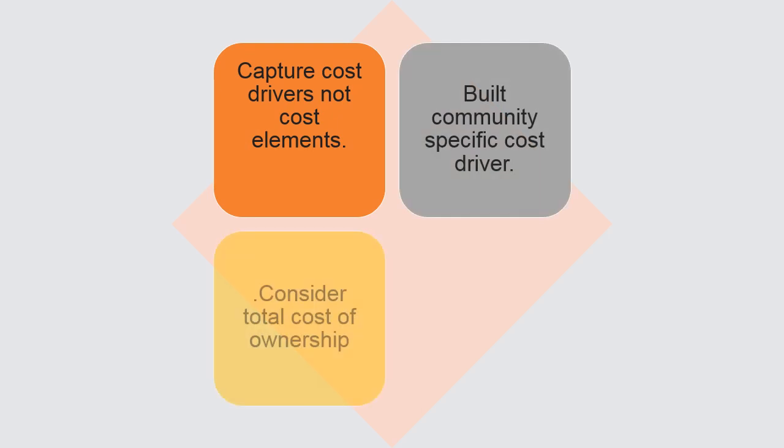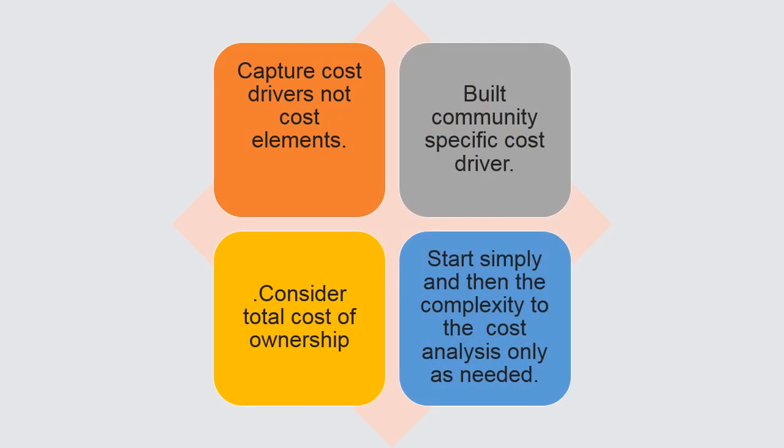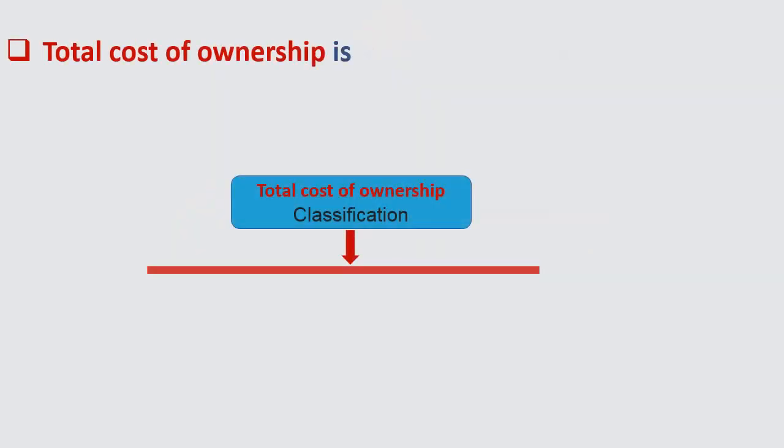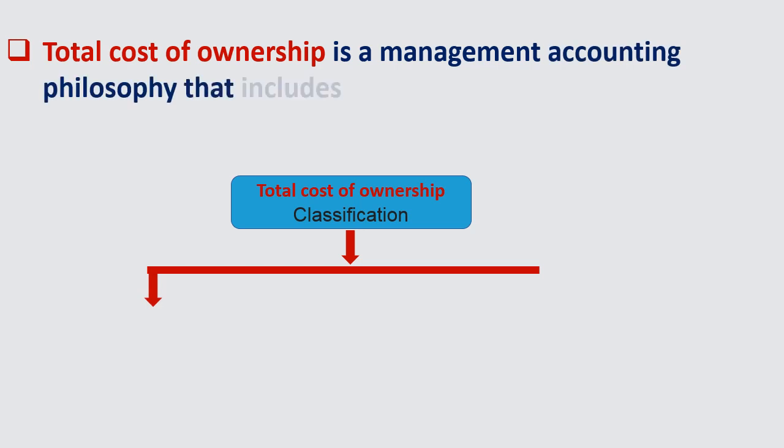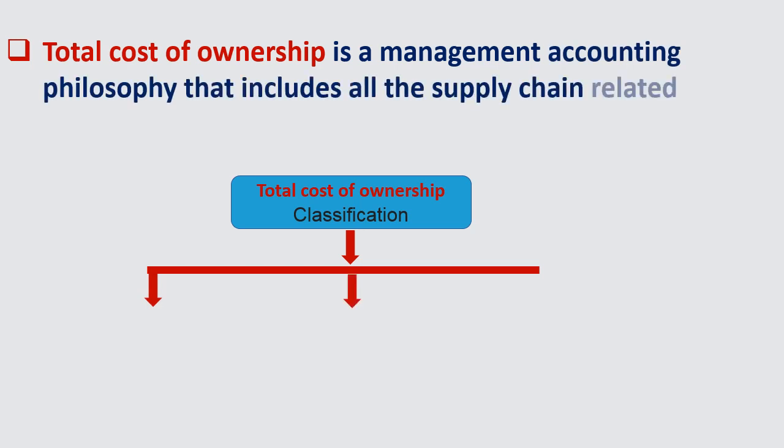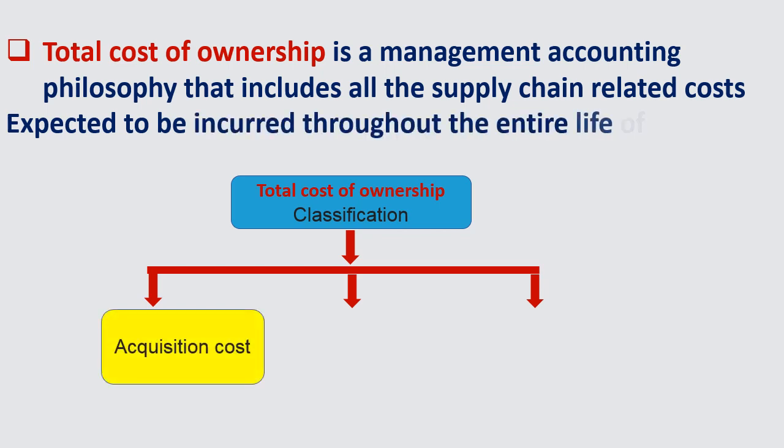Four principles of cost analysis: capture cost drivers, not cost elements; build commodity-specific cost drivers; consider total cost of ownership; start simply and then add complexity to the cost analysis only as needed. Total cost of ownership is a management accounting philosophy that includes all the supply chain related costs expected to be incurred throughout the entire life of a product.